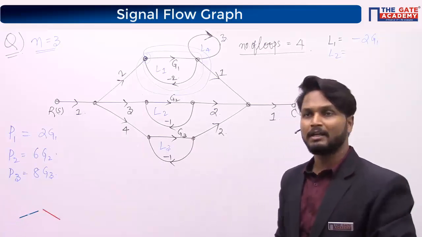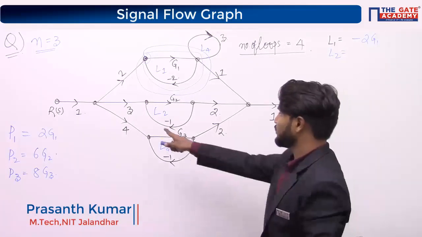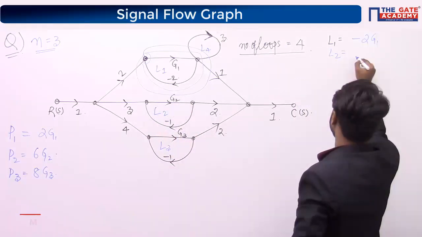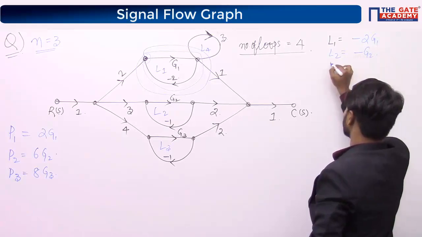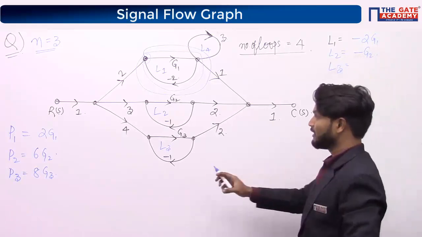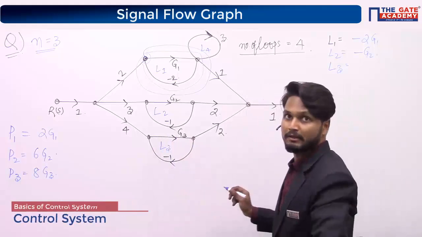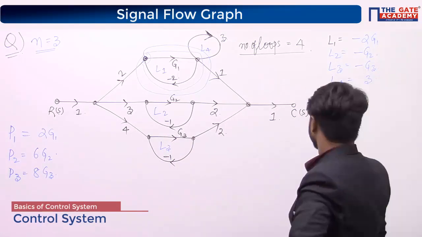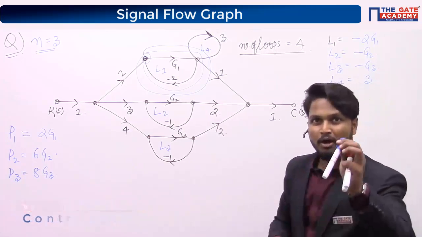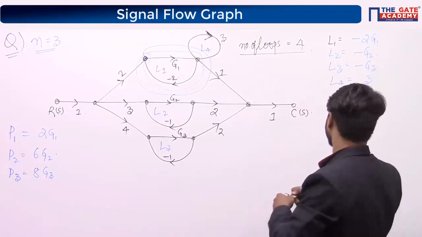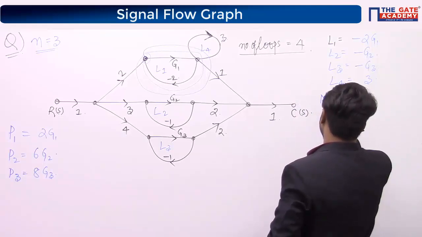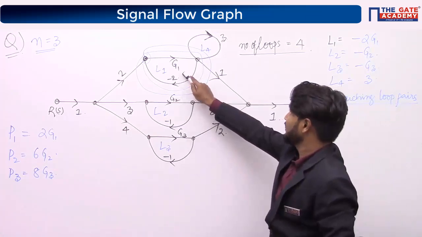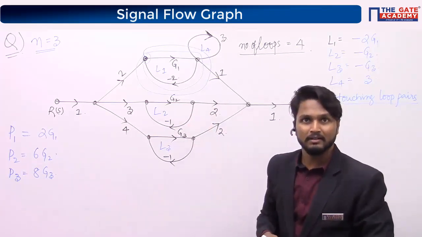So let us look at L2. What is L2? L2 is g2 multiplied by minus 1, minus g2, right? Look at L3, what is L3? L3 is minus g3. What about L4? L4 is simply 3. So let us look at non-touching loop pairs, right? Write down non-touching.